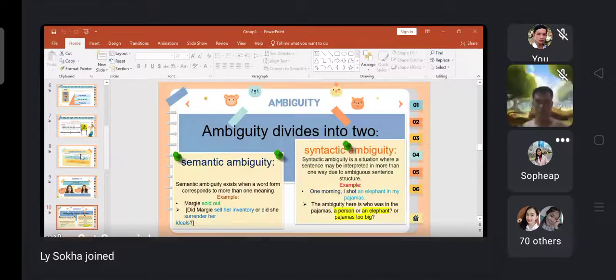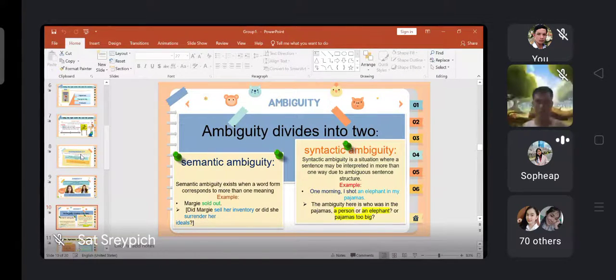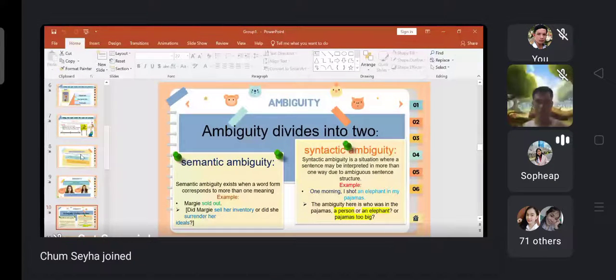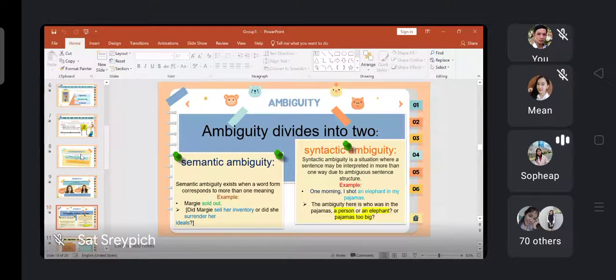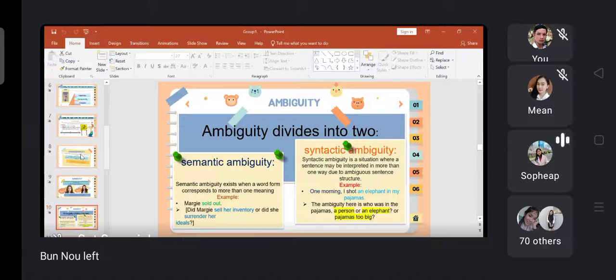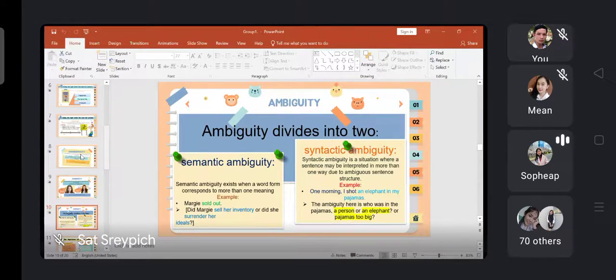The first one is semantic ambiguity. It exists when a word form corresponds to more than one meaning, as in the English word organ. For bilingual speakers, additional ambiguity may arise when a word form is shared across languages but the meanings are different. So it focuses on words more than the sentence. The example in the slide is "Mikey is sold out." Sold out here has different meanings: she sold her stock out, or she was betrayed by someone for their own benefit. So it has many meanings.